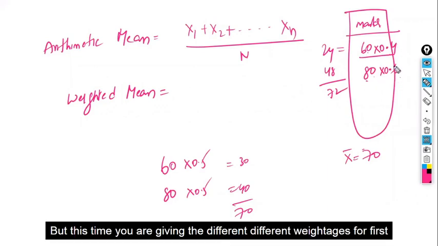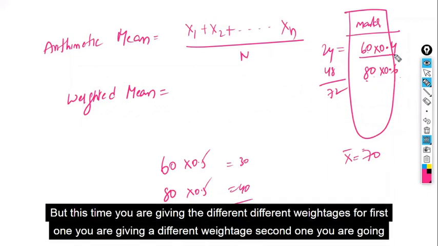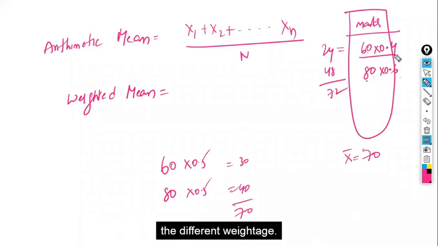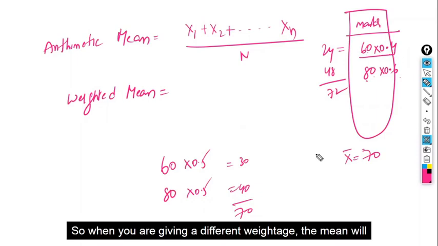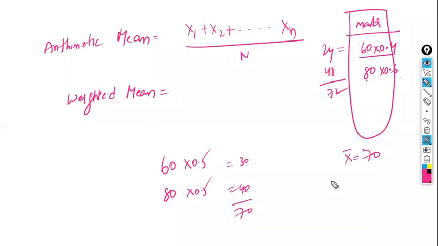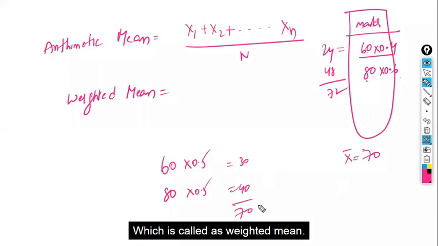But this time you are giving different weightages. For the first one you are giving a different weightage, and for the second one you are giving a different weightage. So when you give different weightages, the mean will change accordingly, which is called the weighted mean.